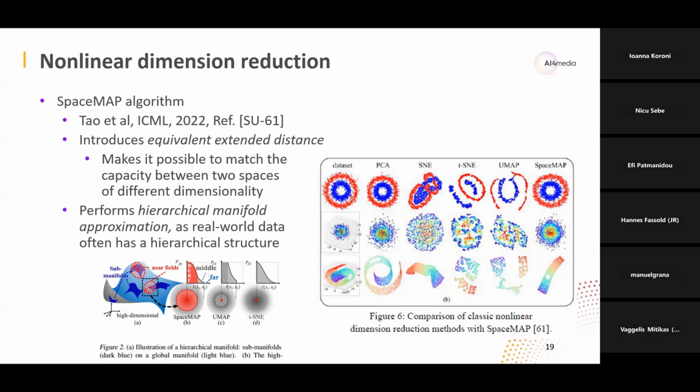And on the right side, you can see the classical dimension reduction algorithms and their results, like PCA, SNE, t-SNE. UMAP is also very popular, and the rightmost is SpaceMap. And you can see, for example, when you look at this classical example, which is the spiral, that SpaceMap is really able to flatten it out very nicely.